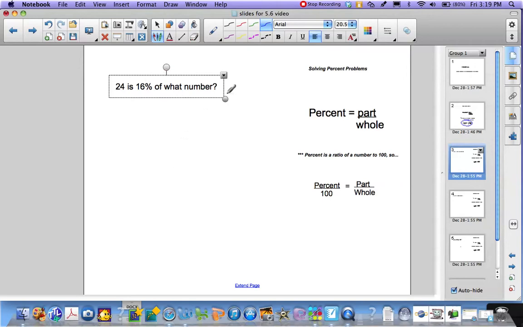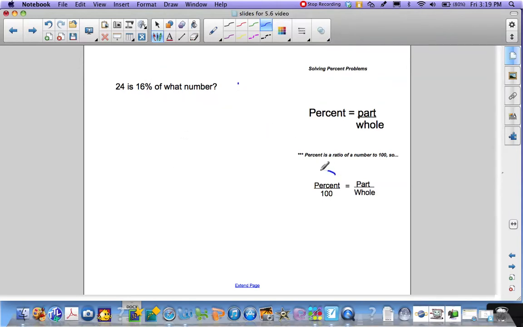24 is 16% of what number? So I'm always going to start by writing this down, and then I'm going to think about what I know. In this one I have a percent, and I'm always going to look for that first. So 16% is 16 over 100.